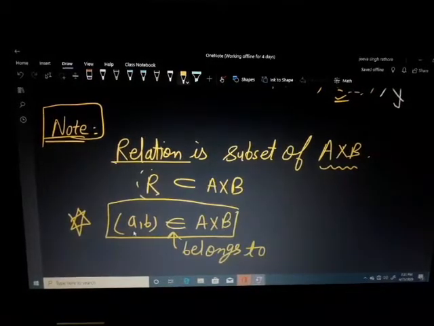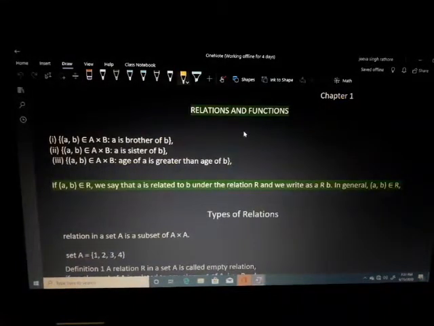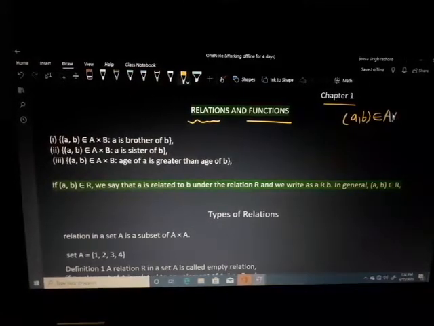Okay. Next, let's start the lecture. I will cover all the NCERT theory. Okay, let's start the topic. Chapter number one, relations and functions. For example, there are some examples given. A comma B, that I already explained. A comma B is the ordered pair, belonging to the set A cross B.